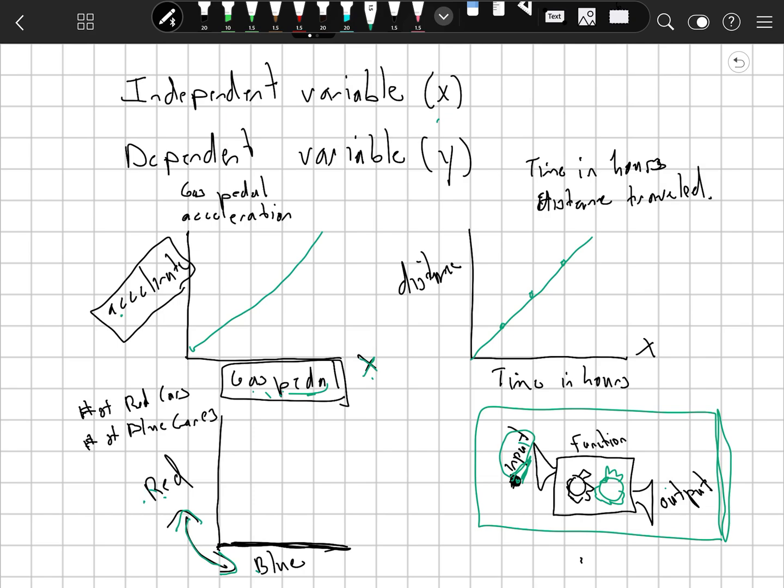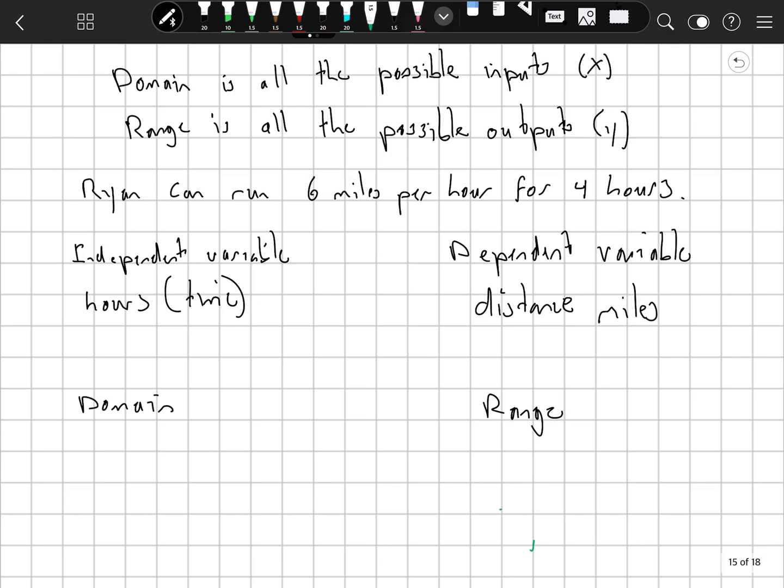So independent variables are variables that cause the dependent variable to happen, or you could say dependent variables depend on the independent variables. Hopefully that makes a little bit of sense. Let's take a look at another concept that's related to this: domain and range. Domain is all the possible inputs for x. It's all the possible numbers that x could take, and range is all the possible numbers that y could take.